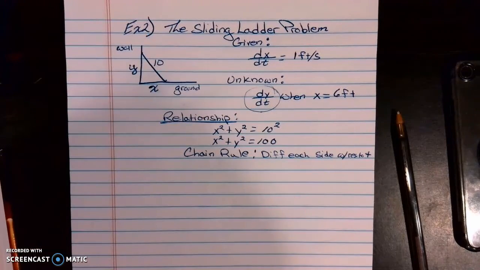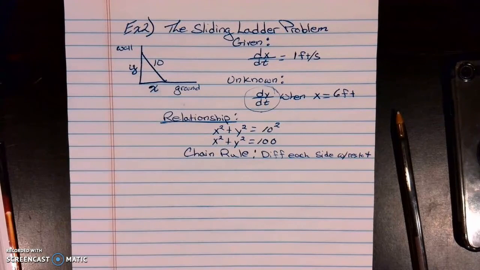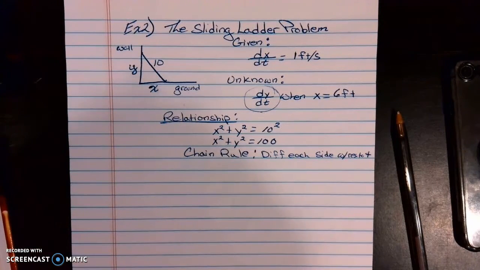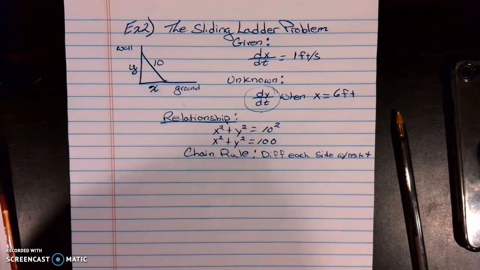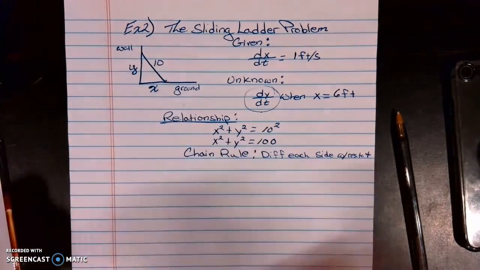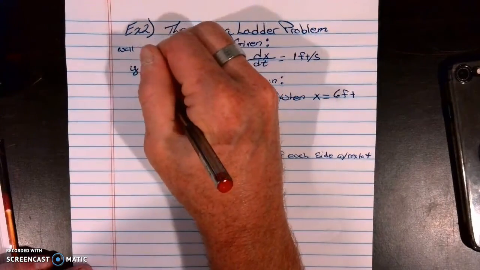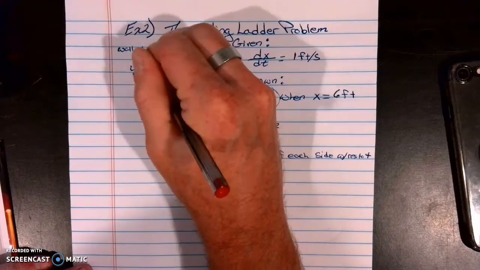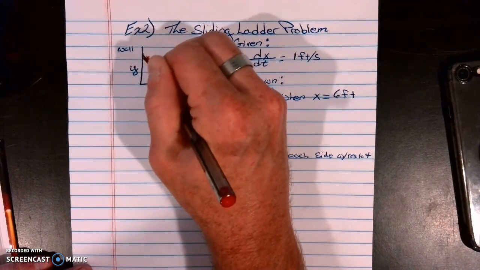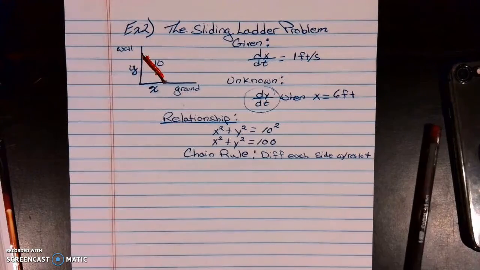Okay, now this second example that we're going to work on with respect to related rates is titled the sliding ladder problem, a pretty typical problem in related rates. So first we're going to explain it. Basically this line here that has a length of 10, and I'll go ahead and put it in red so we can see that a little bit better, represents our ladder. Okay, so this is our ladder right here.